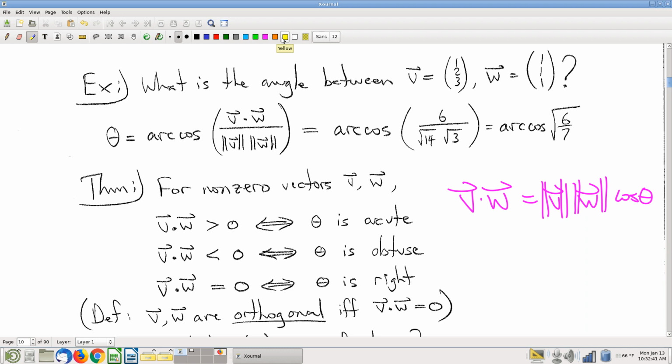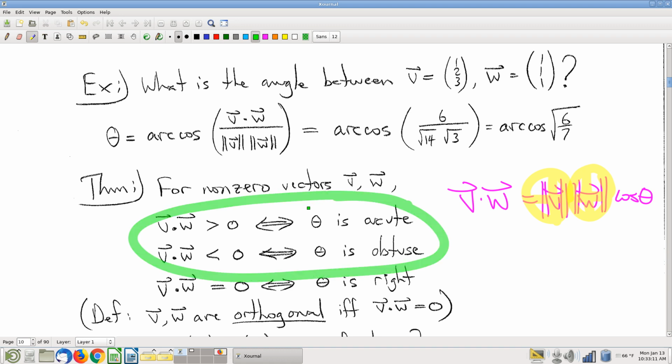It's a simple observation of the fact that this being a magnitude is always positive, and this being a magnitude is always positive. So if your dot product is positive, that means cosine theta has got to be positive. And on the other hand, if your dot product is negative, then cosine theta is negative. And knowing whether cosine theta is positive or negative tells you whether the angle is acute or obtuse.